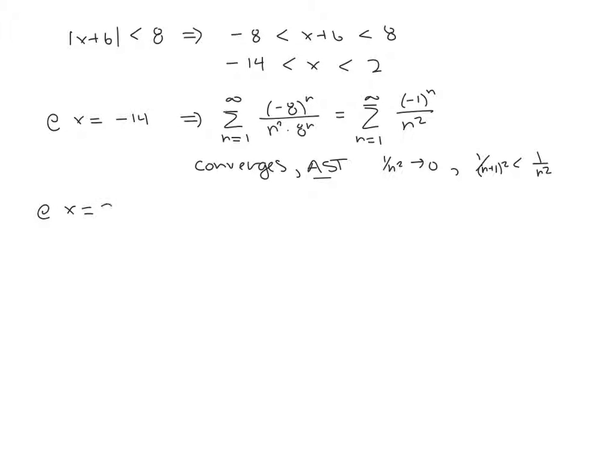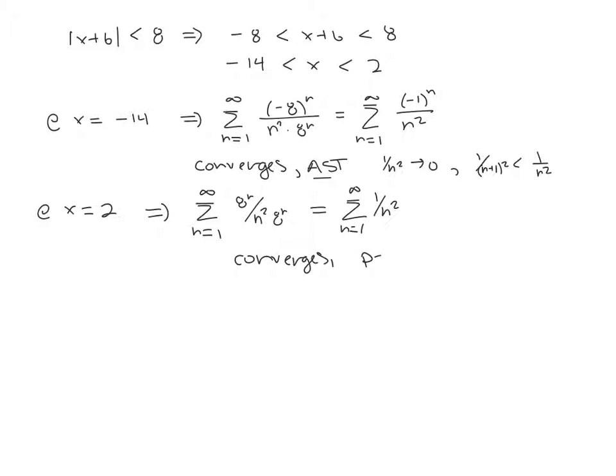Now at x equals 2, you have the sum from n equals 1 to infinity. Now 2 plus 6 will be 8, so 8 to the n over n squared times 8 to the n, which is the sum from n equals 1 to infinity of 1 over n squared. And this converges. It's a p-series with p equal to 2. So in this case, we have convergence at both of our endpoints, and our interval of convergence, which I'm going to abbreviate IOC, is negative 14 to 2, inclusive of both endpoints.